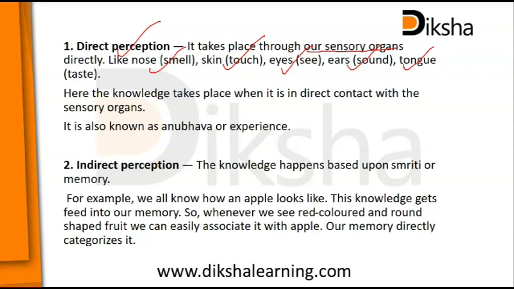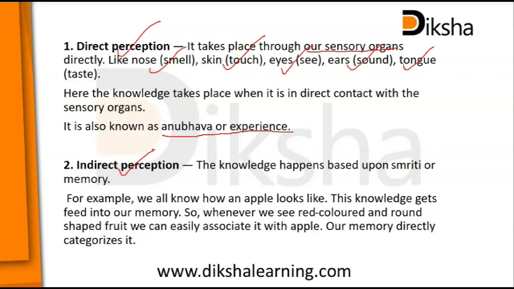Remember, if the perception or the acquisition of knowledge happens directly through our sense organs, it is known as direct perception. And this direct perception is also known as Anubhava or experience, because we are directly experiencing here. So the second type of Pratyaksha Pramana is indirect perception. In indirect perception, the knowledge happens based upon smriti or memory. In direct perception, we acquire knowledge directly through our sense organs, but in the indirect one, it will be from our memory.